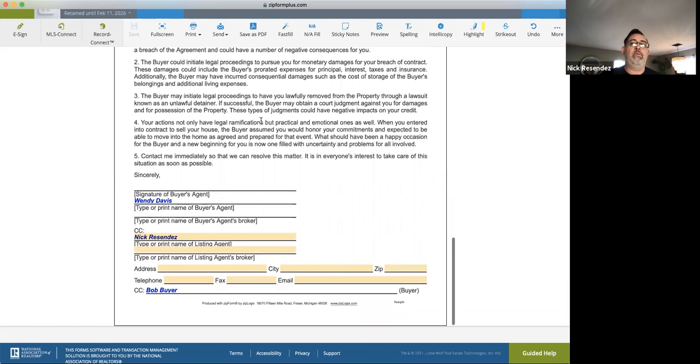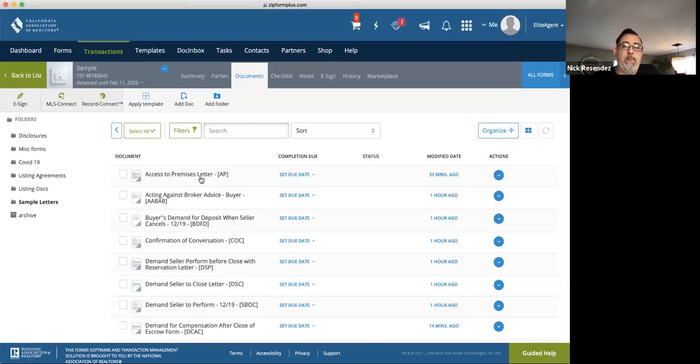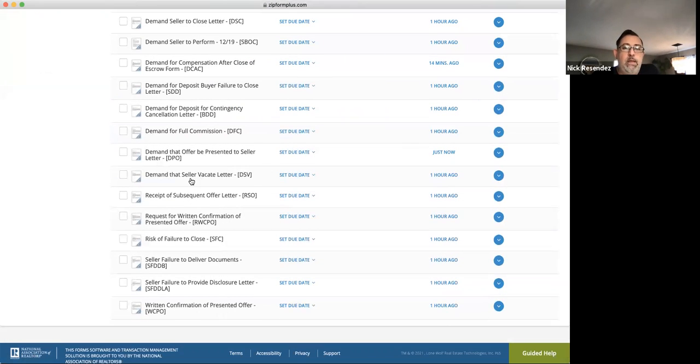Your actions have legal, practical, and emotional ramifications. You entered into a contract. You have not resolved that contract. We're happy to work with you to complete some sort of resolution now. Please contact me immediately before we decide to move on to legal remedies. So another great letter when the seller doesn't move out, which we're seeing more and more of for various reasons during our pandemic. I think that's the last of our demands here. Let's move on. We got 6 more.